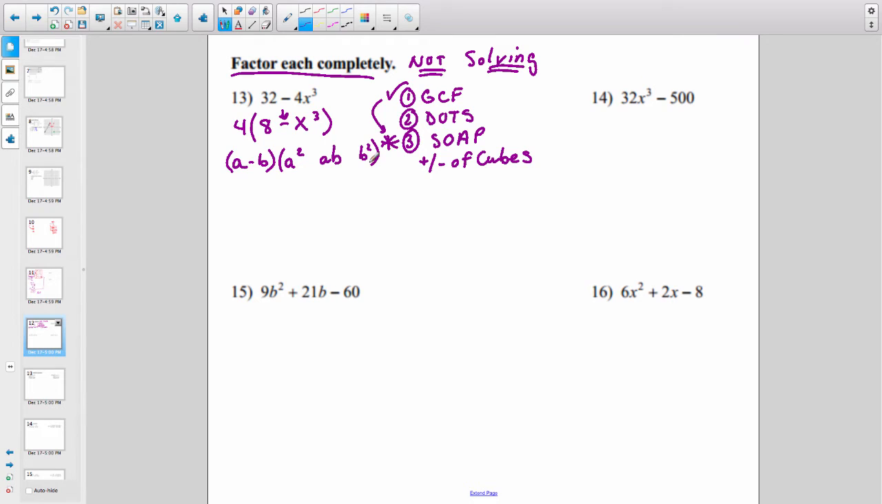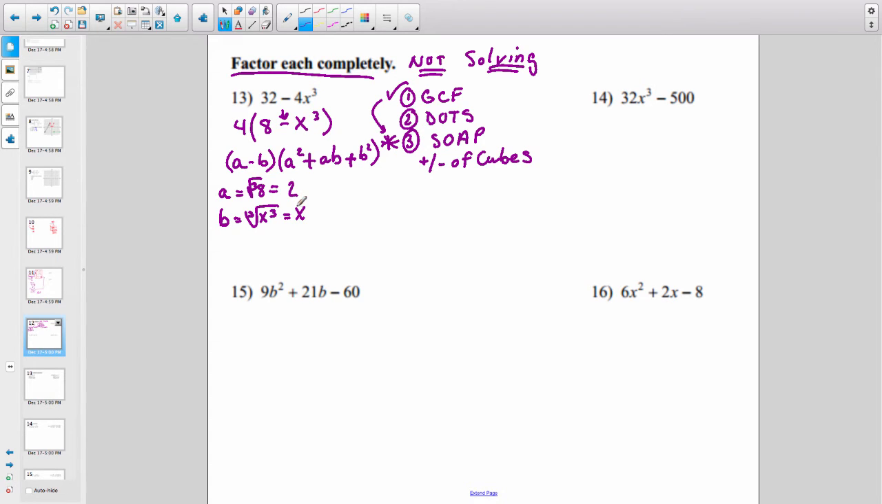But here's where the SOAP comes in. How do you know what signs go here? Because this never changes, just the signs do. That's where the SOAP is. Same, subtraction. Opposite. Okay, so that means this sign will be positive because it was negative. And then always positive means no matter what, this guy's always a plus. So we need to know what our A and B is. So the A is the cube root of 8, which is 2. B is going to be the cube root of x cubed, which is x.